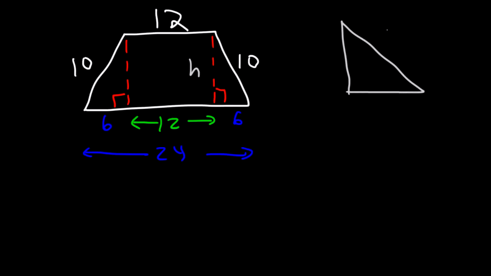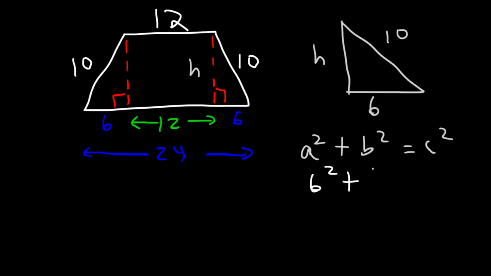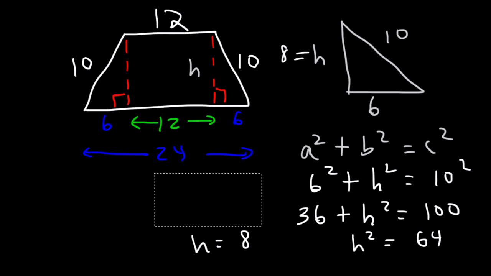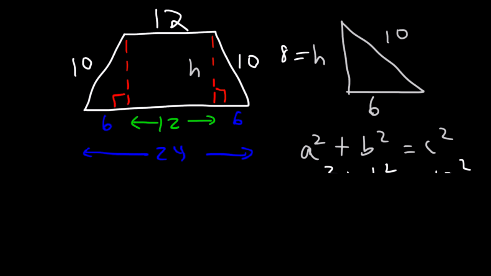So this is 10, this is 6, we've got to find the missing side. So using the same equation, a squared plus b squared is equal to c squared. Let's say a is 6, b is the height that we're looking for, and c is 10. 6 squared is 36, 10 squared is 100, and 100 minus 36 is 64, and the square root of 64 is 8. So the height is 8. Now that we have the height, we can now find the area.